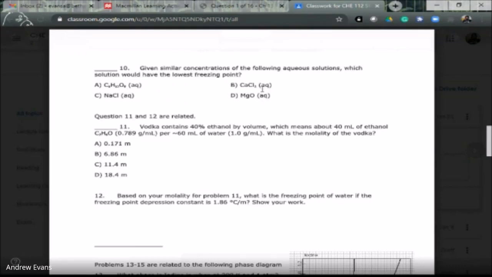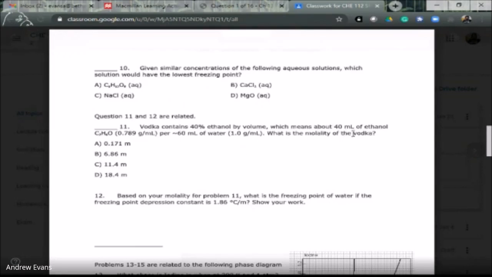So which one would have the lowest freezing point? It would be B. Which one would have the highest freezing point? A. Which one would be in the middle? C and D would be the same. But that's how we would approach that.